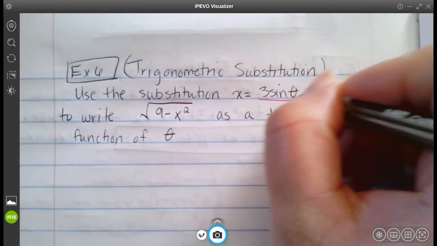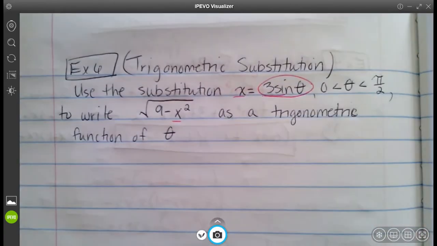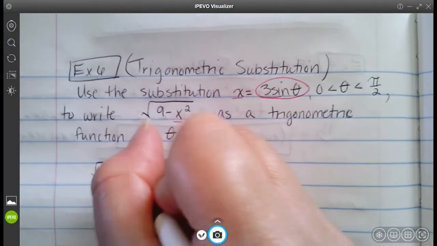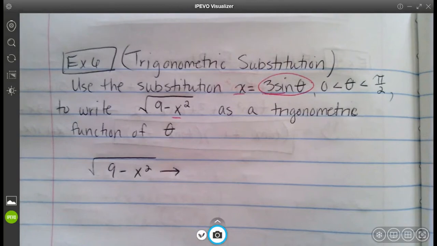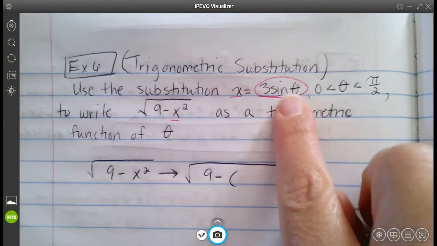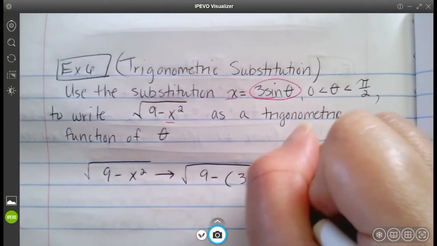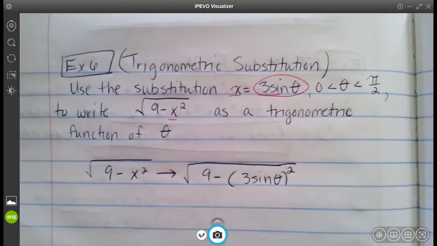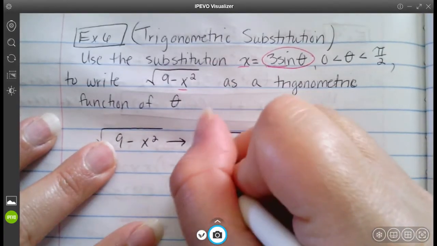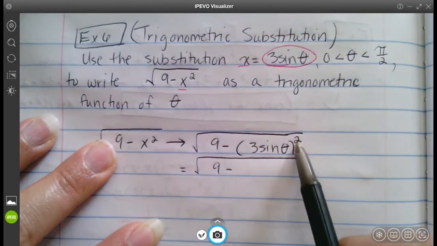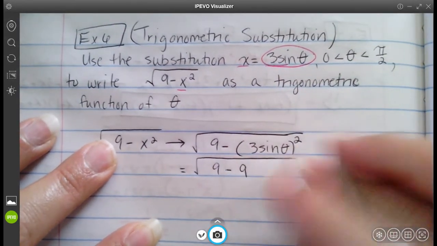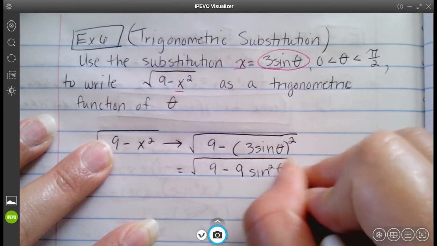We're taking this value and we're going to plug it into x. That's it. And we're just going to simplify. So let's do that. We have the square root of 9 minus x squared. Okay, and I'm going to substitute. So I'm going to get 9 minus, inside the x, I'm going to go ahead and put all this, (3 sine theta) squared. Okay, and if we simplify this, we would get the square root of 9 minus, you're going to distribute the square to both the 3 and the sine, which would give us 9, because 3 squared is 9, and then sine squared theta.